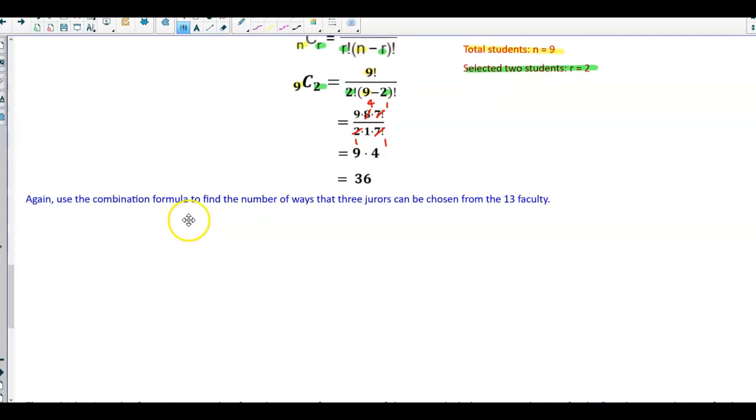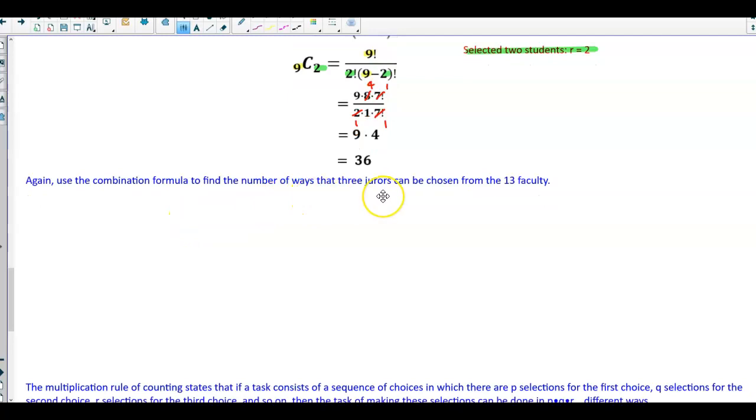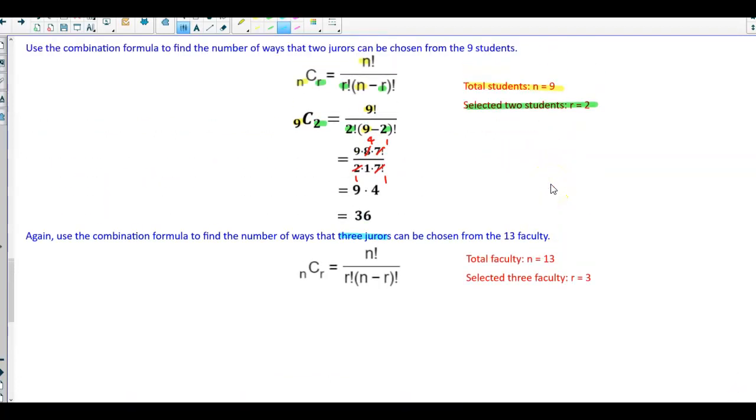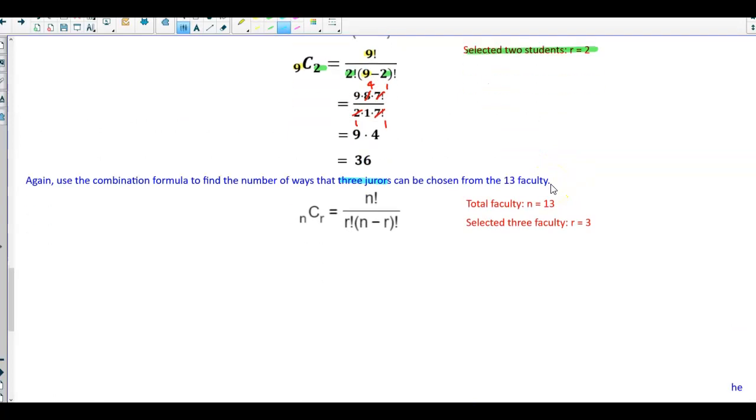Now we want to use the combination formula to find the number of ways that 3 jurors can be chosen from 13 faculty. So now we want to find 3 jurors from 13 faculty. Okay, so we know that n is going to equal 13. So that's 13 faculty.